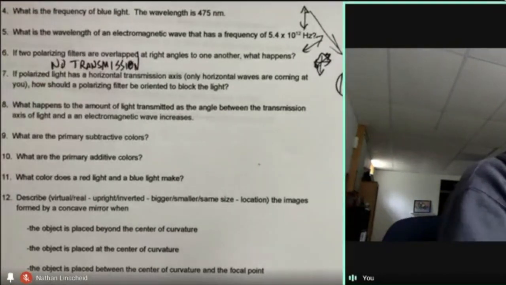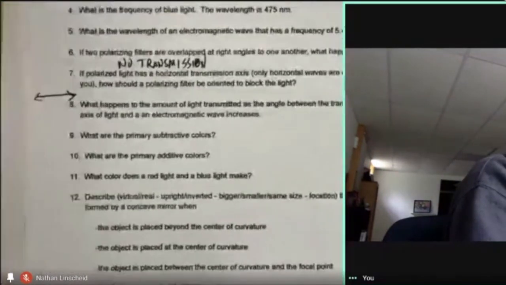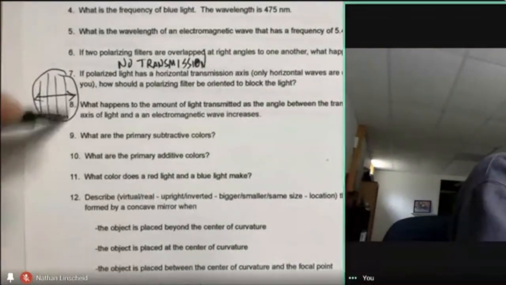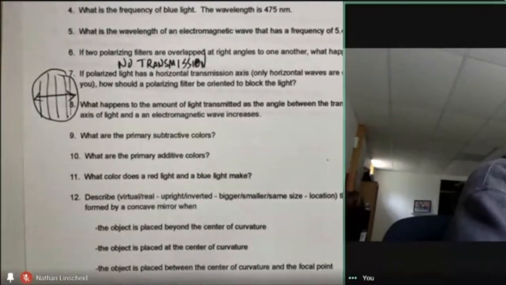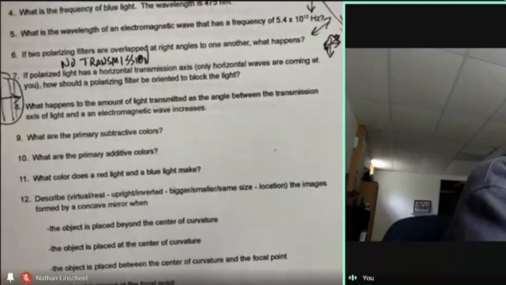All right, number 7, if polarized light has a horizontal transmission axis, only horizontal waves, how should a polarizing filter be oriented to block the light? So basically, if I have horizontal waves of light coming at me like this, I'm going to want to get a vertical polarizer to block that. So if I have horizontal light and I want to block it, I need a vertical polarizer.